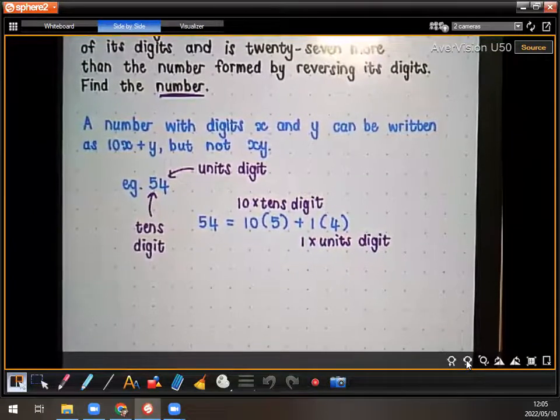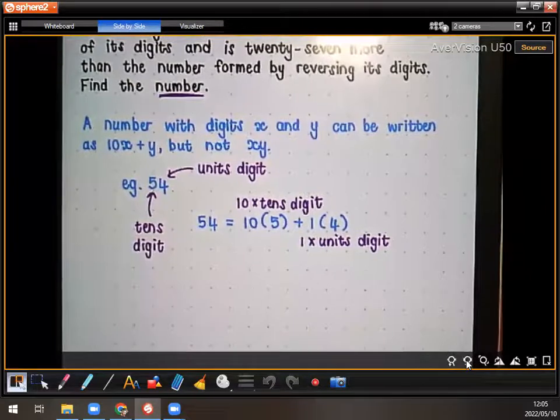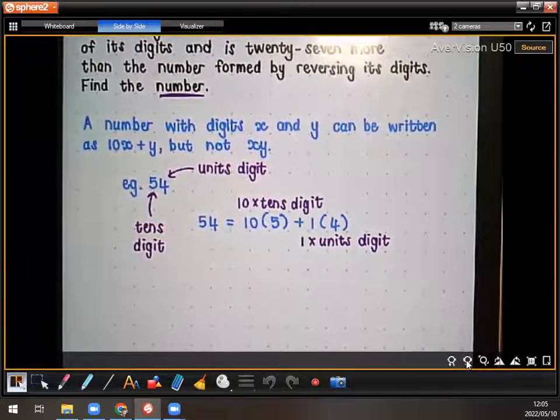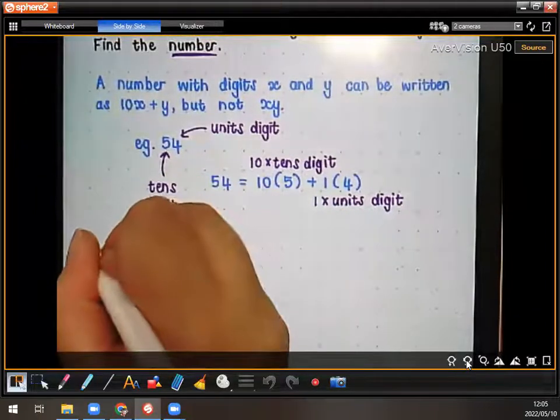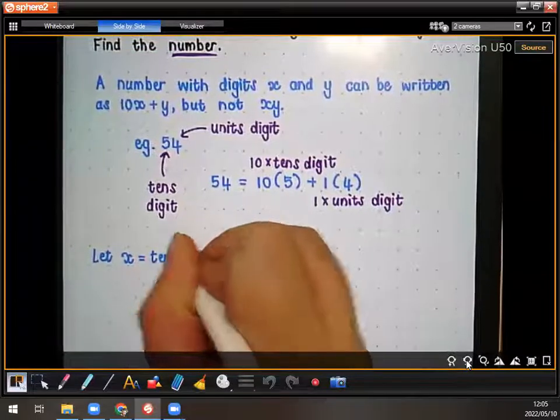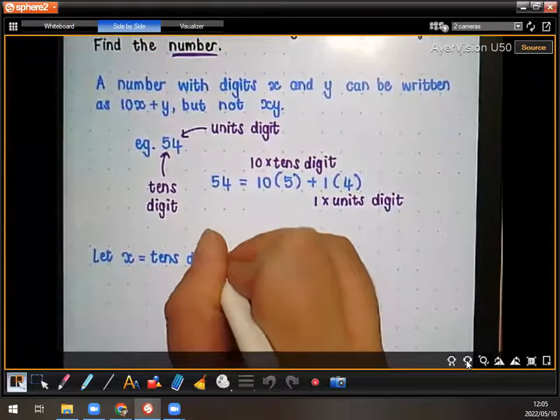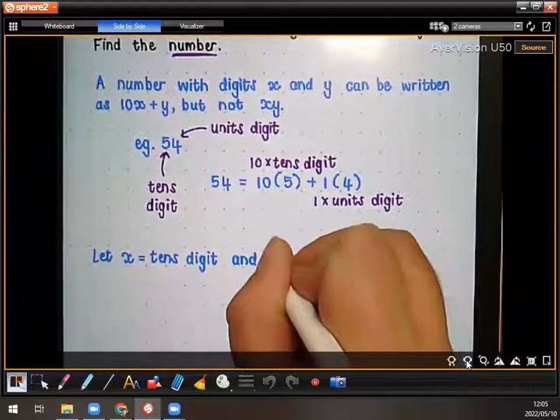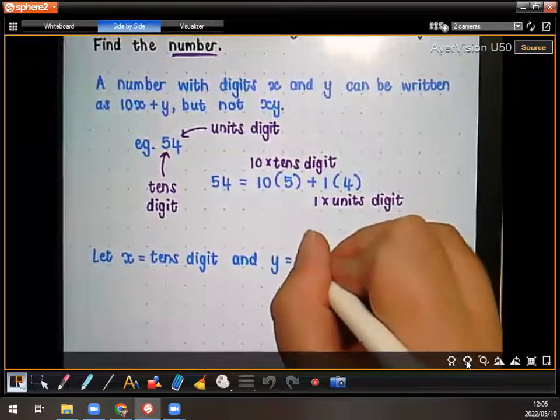If you have a tens digit and a unit digit, and they were talking about a three-digit number, what would the first digit be? Hundreds digit, I suppose. Then you would say 100 times that digit, plus 10 times the tens digit, plus 1 times the unit digit. That would give you the whole number. So guys, let's work at this. I'm going to say let x equal my tens digit, and y equal my units digit.